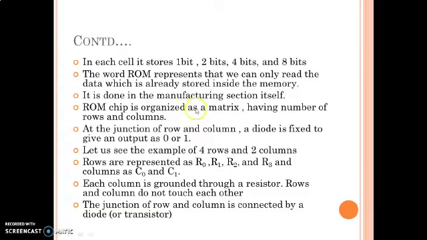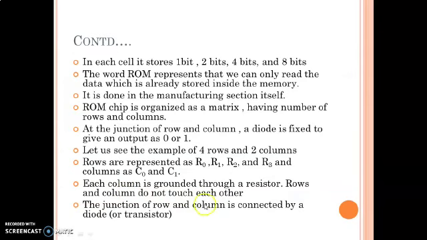ROM chip is organized in the form of a matrix, that is rows and columns. At the junction of each row and column, a diode is fixed and gives an output of 0 or 1. Let us see the example of 4 rows and 2 columns. The rows are marked as R0, R1, R2 and R3 and the columns are marked as C0 and C1. Each column is grounded through a resistor. The rows and columns do not touch each other.